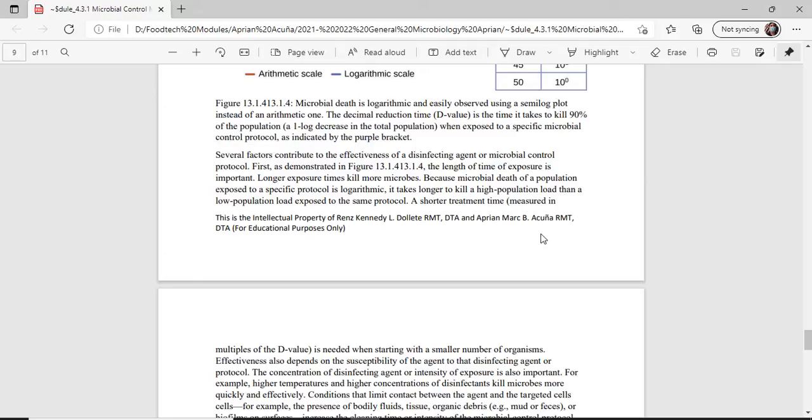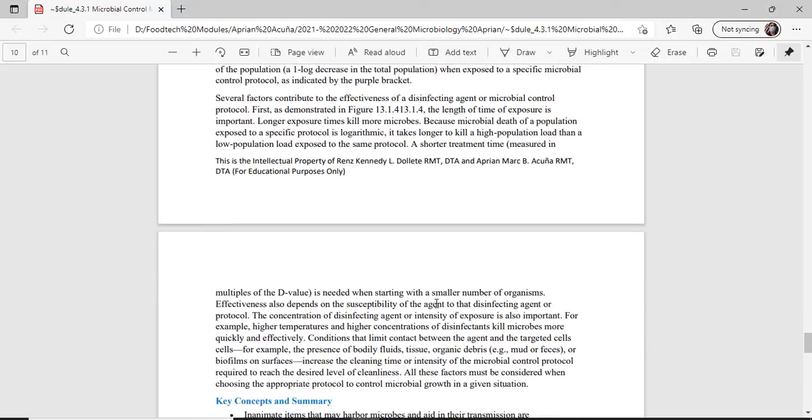A shorter treatment time, measured in multiples of your D value, is needed when starting with a smaller number of your organism. The effectiveness also depends on the susceptibility of your agents, that is disinfecting agent or sa aton nga protocol. And also the concentration of your disinfecting agents kag intensity of the exposure is very important. For example, the higher temperatures and the higher concentration of your disinfectants kill microbes more quickly and effectively.